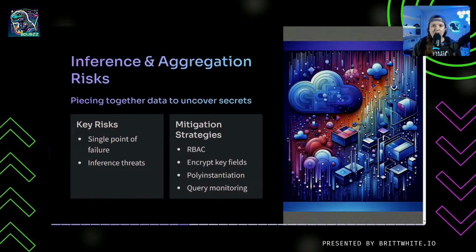Here's the danger: there's a single point of failure. Aggregated data is a jackpot, but if it gets breached, it's all gone. Inference threats. Patterns reveal what's hidden, like guessing health issues from claims data.